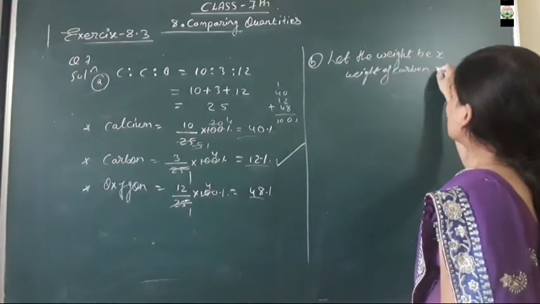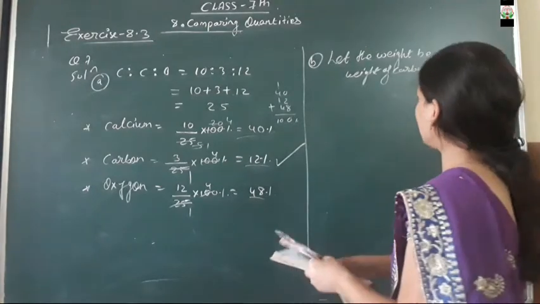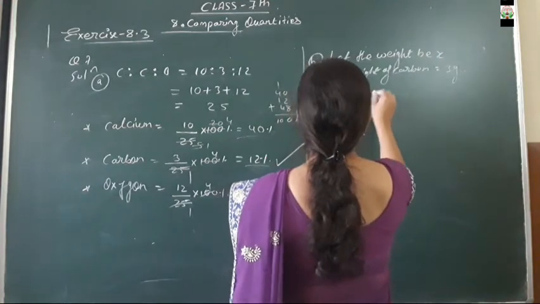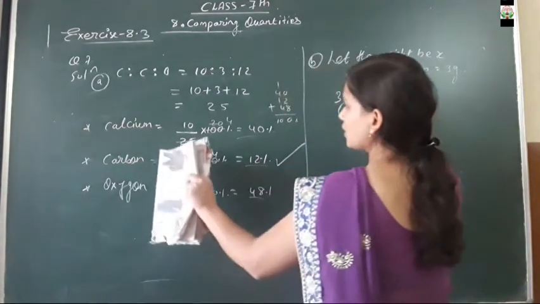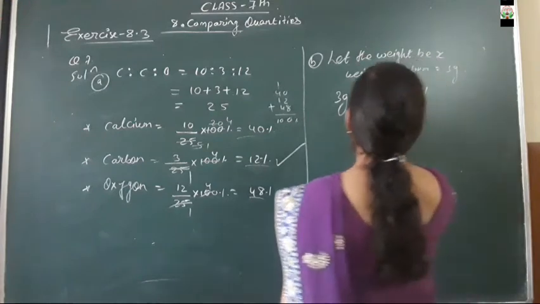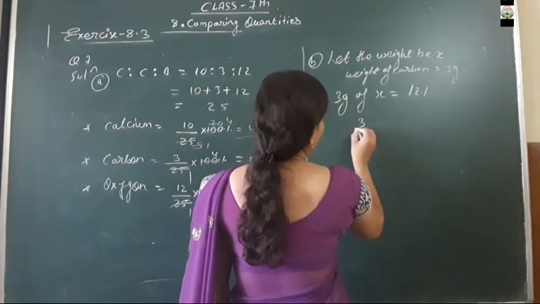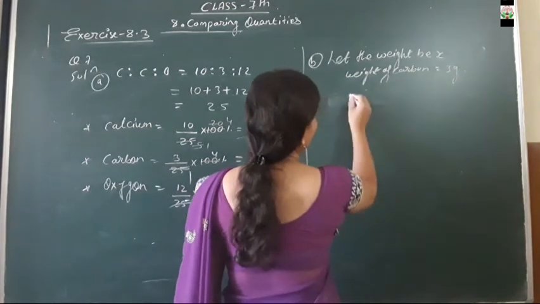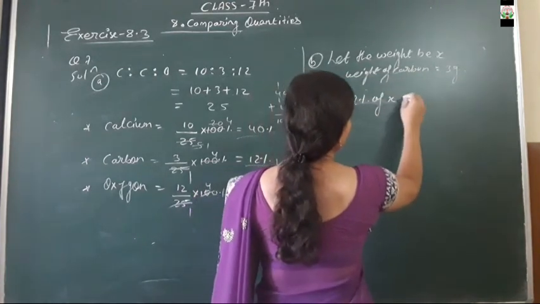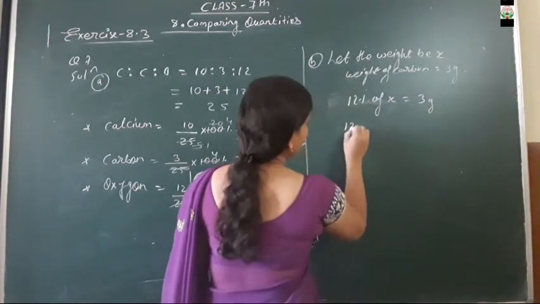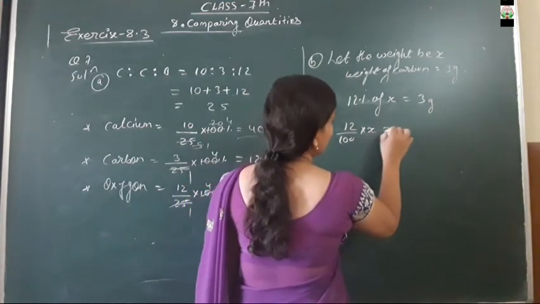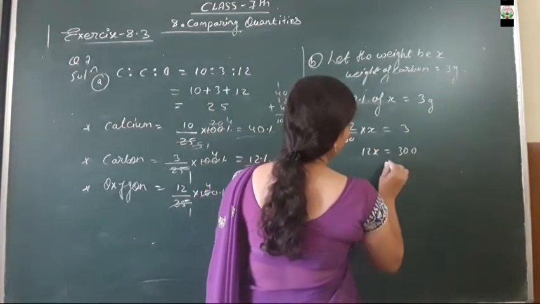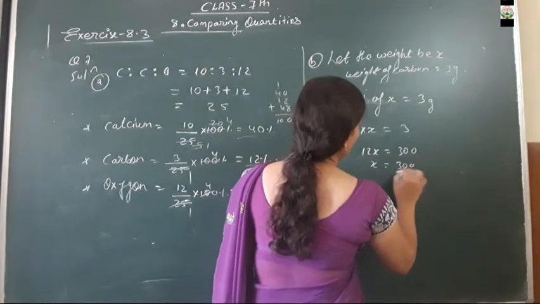Then the weight of carbon is given in the question as how much? That is 3 gram, isn't it? So 3 gram equals the percent of carbon, that is 12% of x. So we have 12 upon 100 into x is equal to 3. So 12x is equal to 300. x is equal to 300 upon 100.